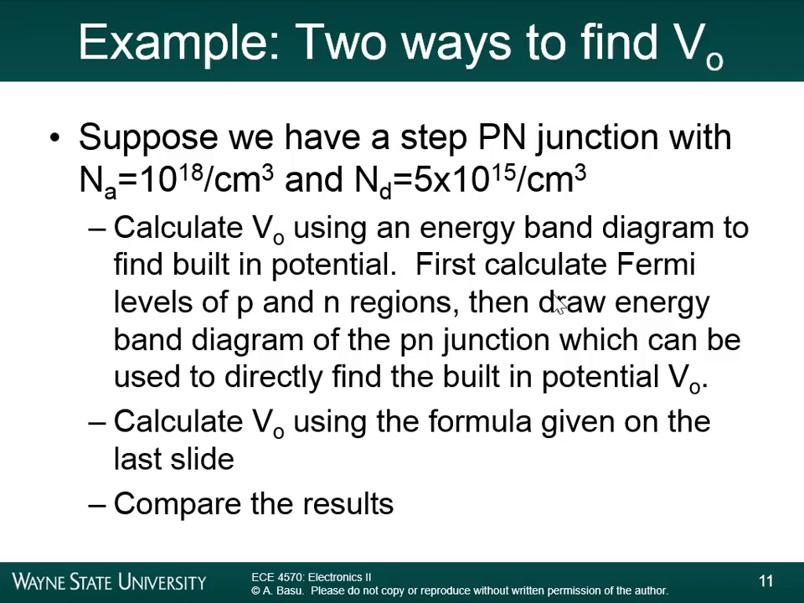Let me continue here real quick. In the example problem, we have a step p-n junction with Na equals 10 to the 18th, so the doping on the p side is 10 to the 18th. The doping on the n side, Nd, is 5 times 10 to the 15th.